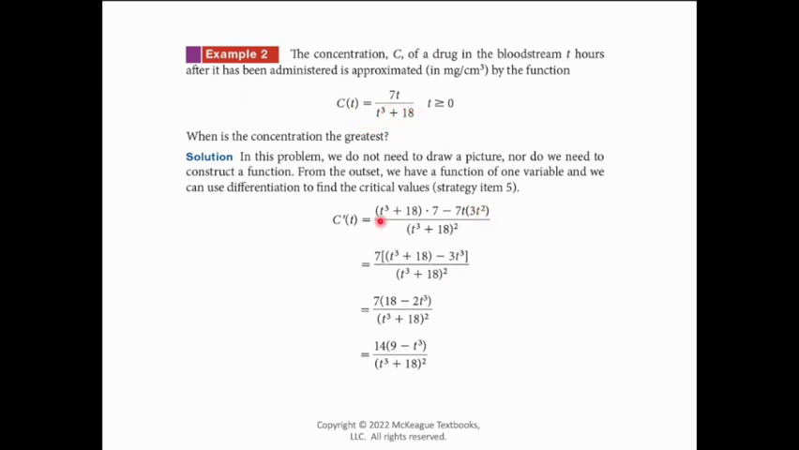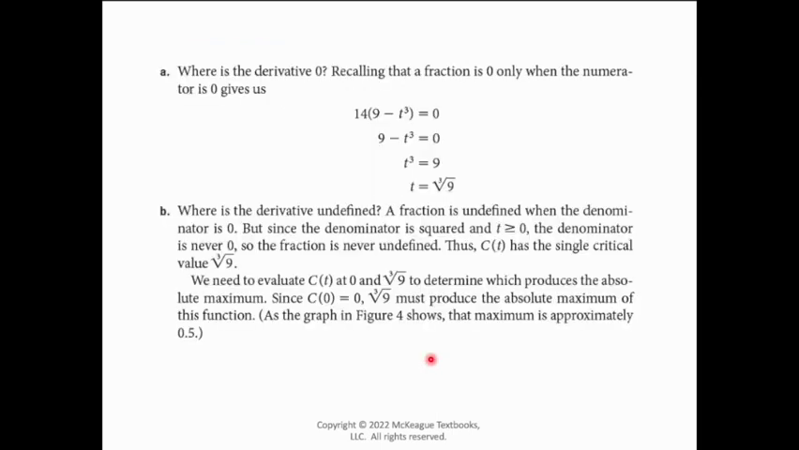So that goes here. And then we're going to write that all over the denominator squared. Now, after we multiply out across the top and combine like terms, we get 14 times 9 minus t to the third, all over t to the third plus 18 squared. So the next step is we want to find our critical values.